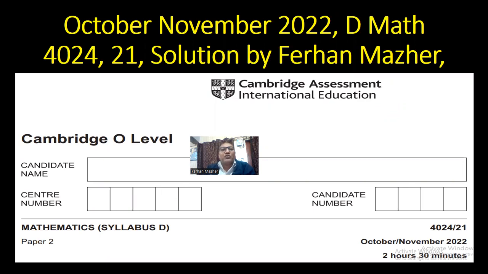Cambridge O Levels D Maths 4024. This is Mathematics Syllabus D, and today we have set our hearts to solve a Paper 2. We have selected the October-November 2022 2-1 paper. This Paper 2 belongs to Zone 1 or Variant 1. In this video, I'm going to present you the solution of this paper. So let's start today's paper.